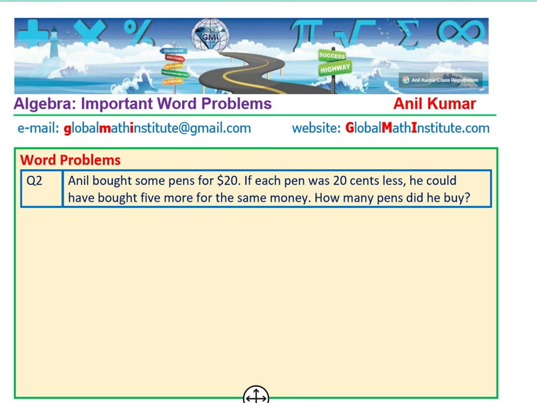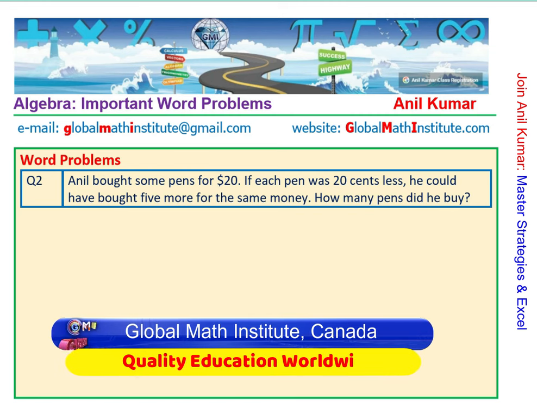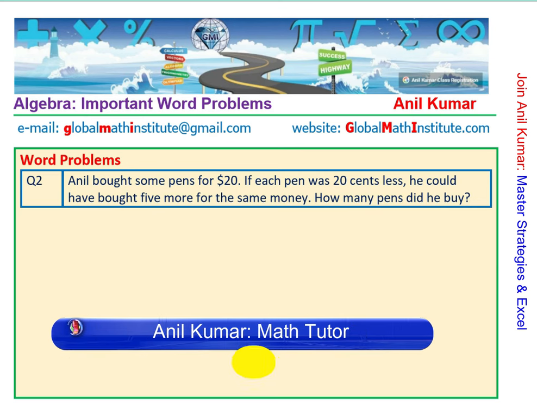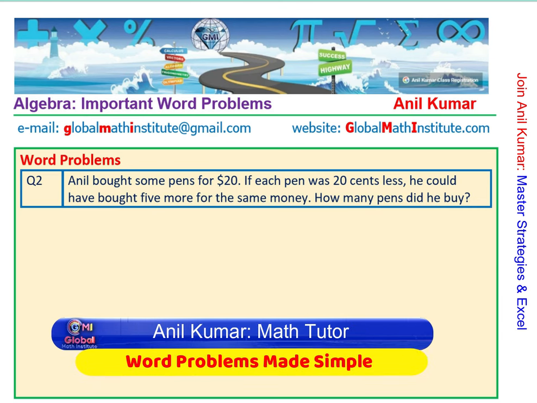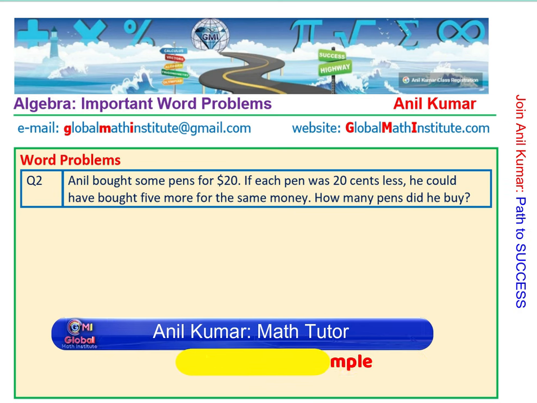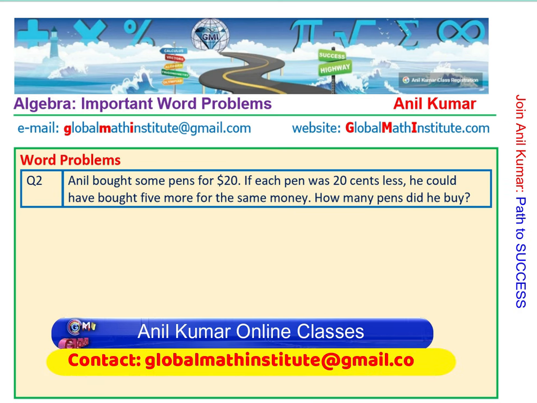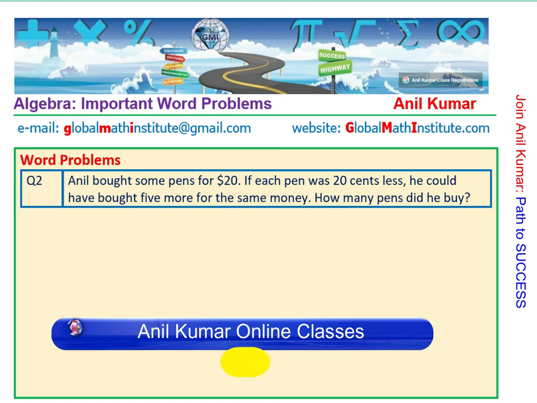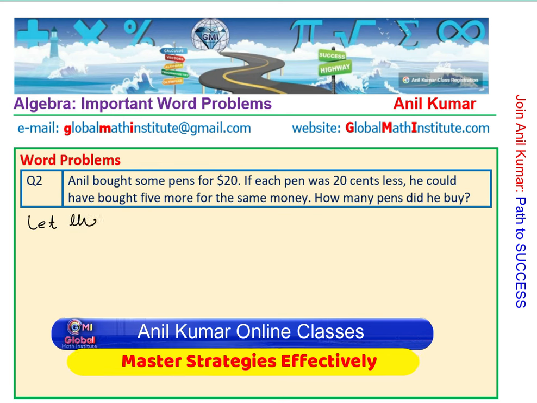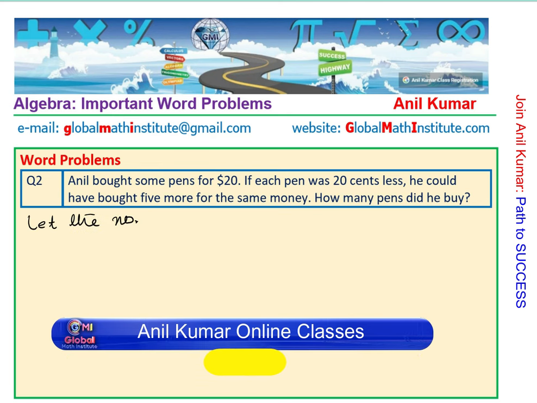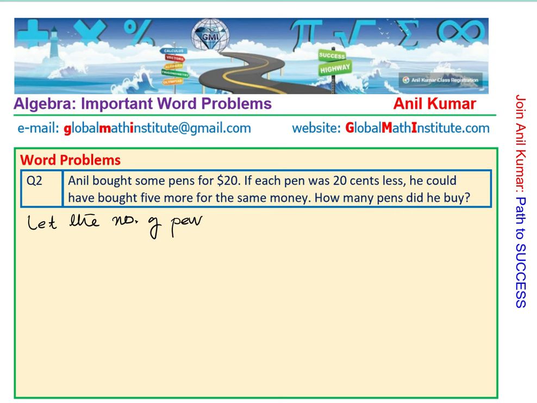Now here is question number 2. Anil bought some pens for $20. If each pen was 20 cents less, he could have bought 5 more for the same money. How many pens did he buy? So we don't know how many pens he bought. So let the number of pens be x.